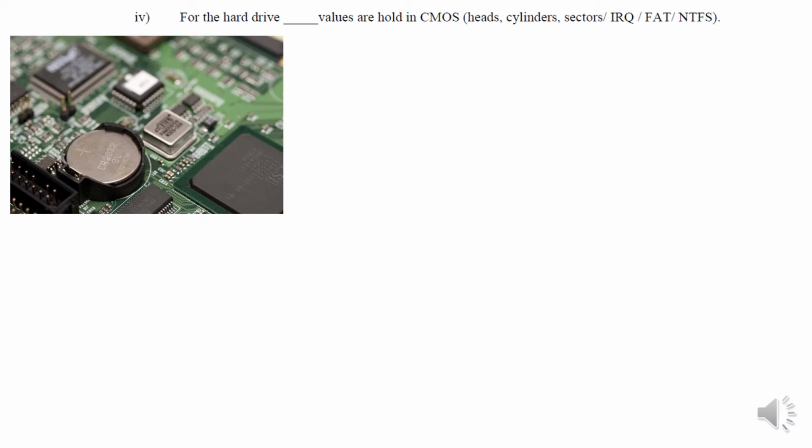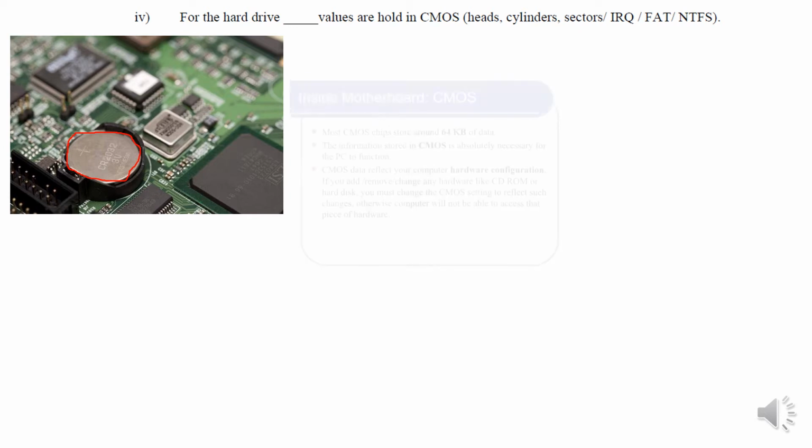CMOS means complementary metal oxide semiconductor. It is a technology, and this is what we normally call the clock, or sometimes the BIOS clock, CMOS clock, or RTC clock. This is CR2032, the name of the battery. It is a 3-volt clock battery. This is placed on the motherboard in this fashion.